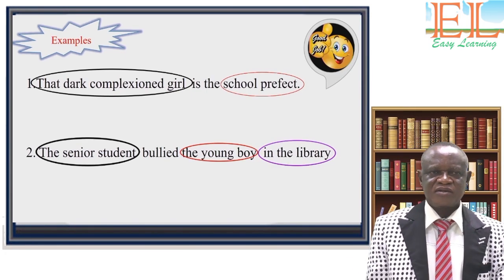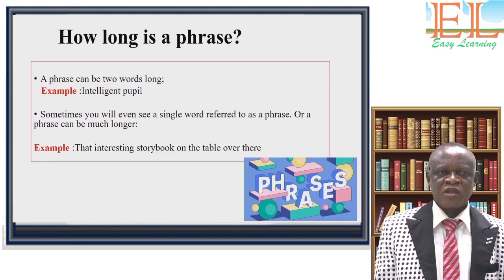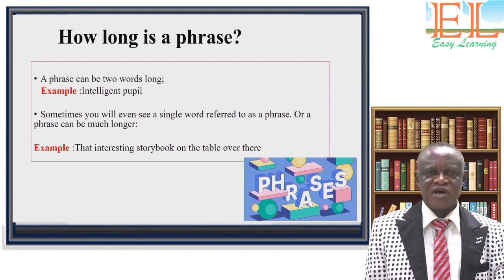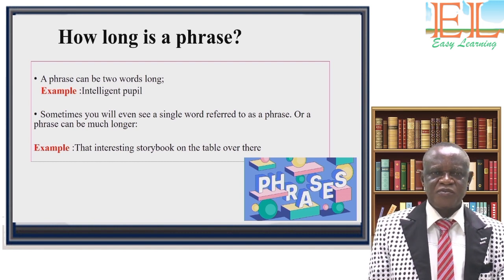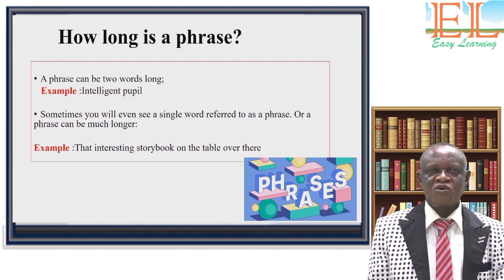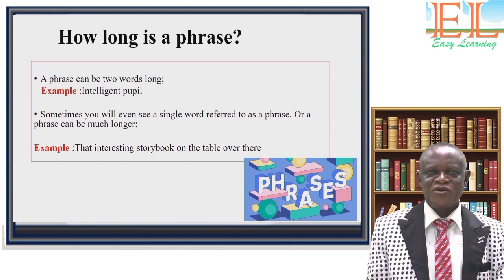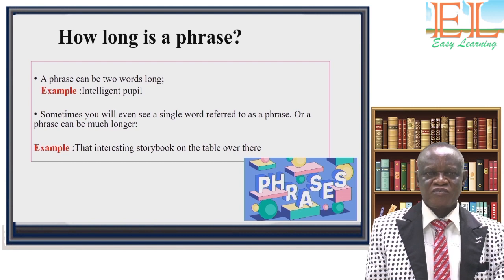We talked about the length of the phrase at the beginning of the lesson. I said the phrase could be one word, two words as in intelligent people, or a longer phrase as in that interesting storybook on the table over there. And even here, you can add more words to make the phrase longer. I believe at the end of the lesson, you are going to add more words to get the length of the phrase to be 20 words.